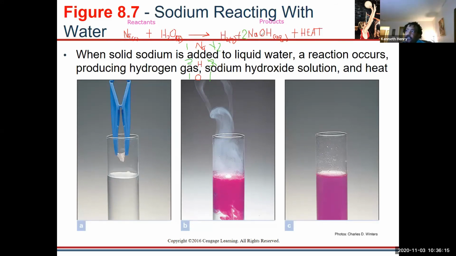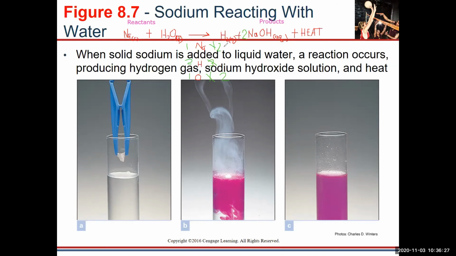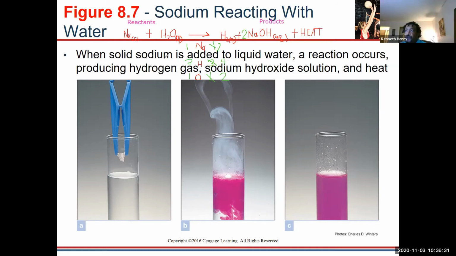How many oxygens do I have now? 2. I have 2 oxygens. And then how many hydrogens do I have? 2, plus the 2 that I have over here. So 4. Okay, so that's a total of 4. So if I come over to my reactant side, is there a way that I can balance out that 2 that I have for that sodium?